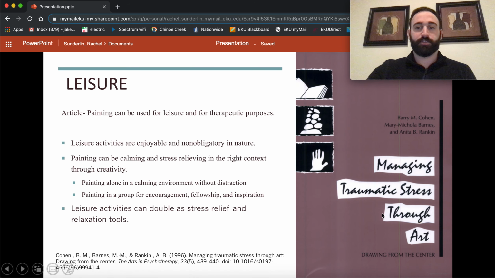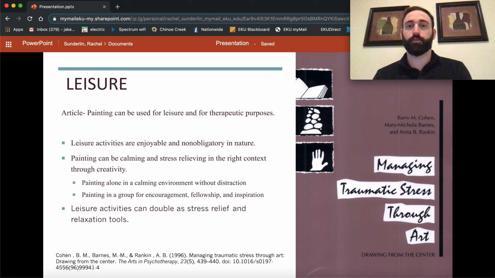The academic journal article that I found for leisure is called Managing Traumatic Stress Through Art, and it is about how painting can be used for both leisure and for therapeutic purposes. Leisure activities are enjoyable and non-obligatory in nature. Painting can be calming and stress relieving in the right context through creativity. Painting alone in a calming environment without distraction is one way to relieve stress, although not everyone will have that intrinsic motivation to just get out a whole easel and paint and do the whole thing by themselves.